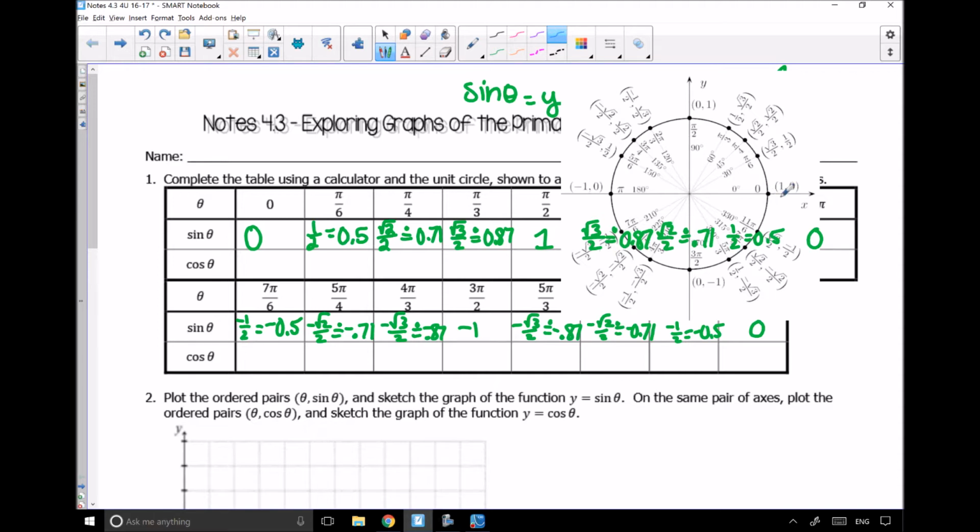So right here we get 1 is our cosine, is our x value when our theta is 0. So this will be 1. When I go to pi over 6, my x value of my coordinate is root 3 over 2, which we figured out is approximately 0.87. When we get to pi over 4, we get root 2 over 2, which is approximately 0.71. And these values should be the same, which means our graphs are going to intersect at pi over 4. When I get to pi over 3, my x value is 1/2, so I get 0.5. And then when I get to pi over 2, my x value is 0.